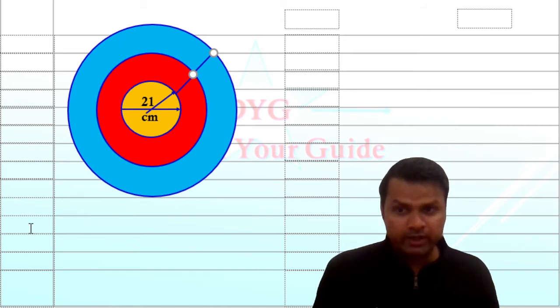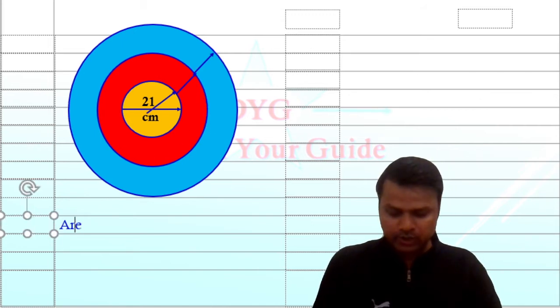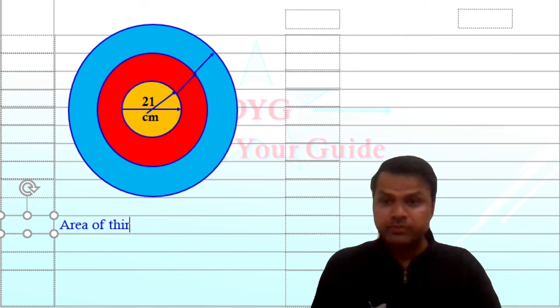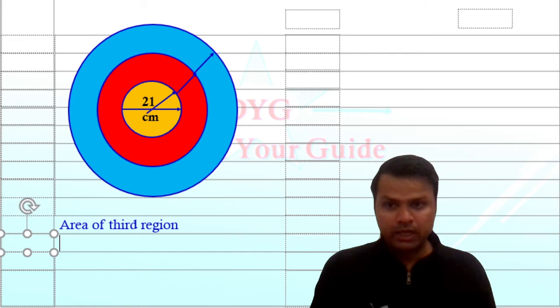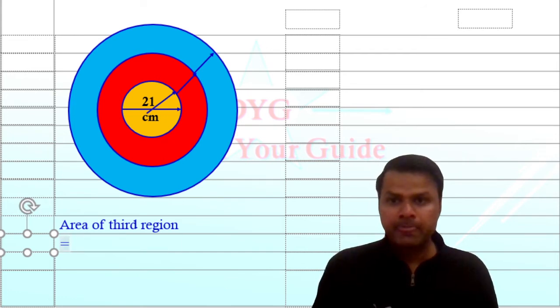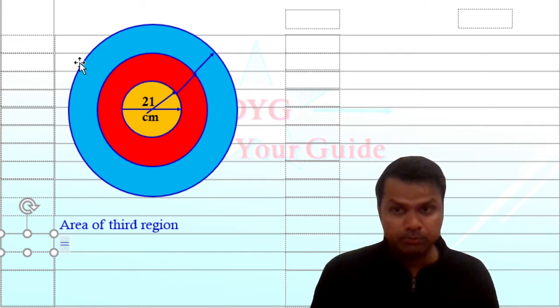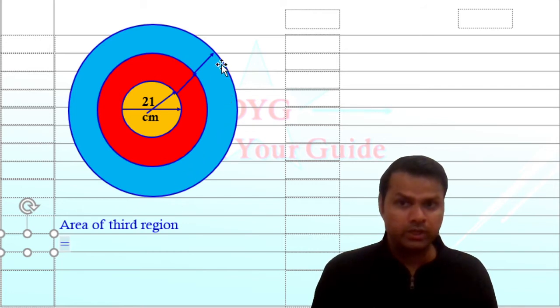So if I want to find the area of the third region, I'll write area of third region. How are we going to calculate this? To calculate the area of the third region, we need to find the area of this blue circle now, because now this is the bigger one, and we have to subtract only this one.